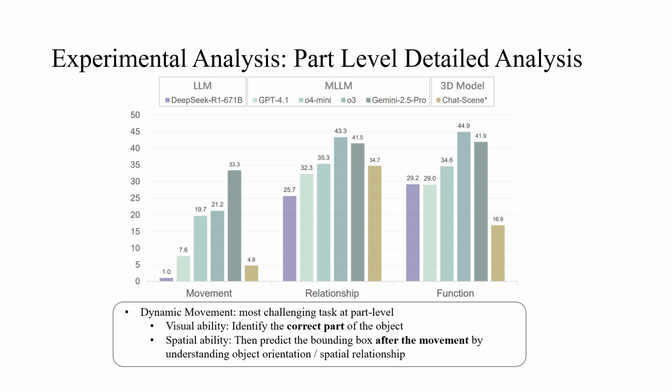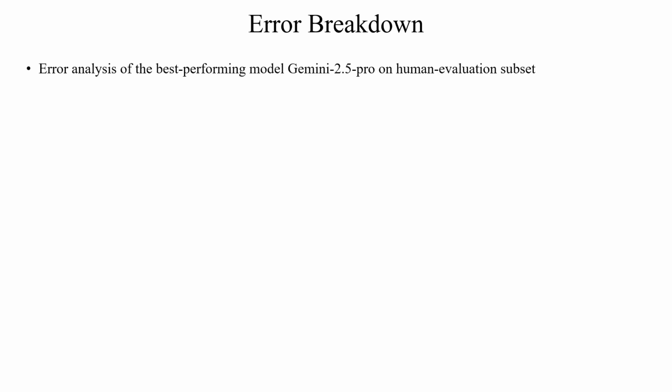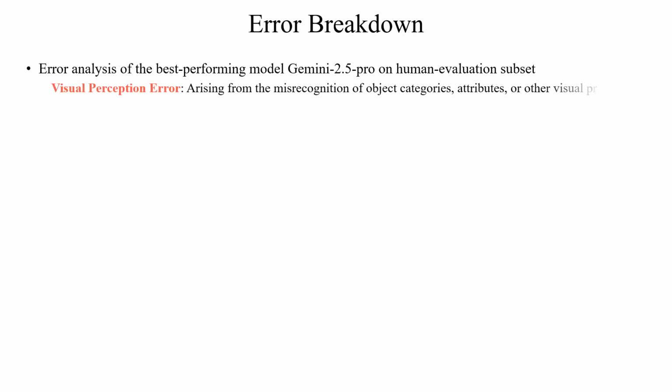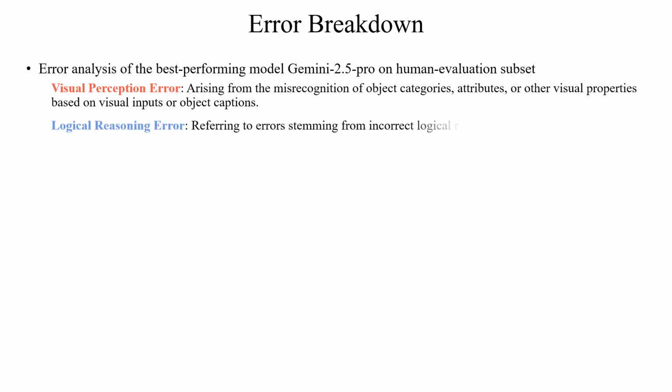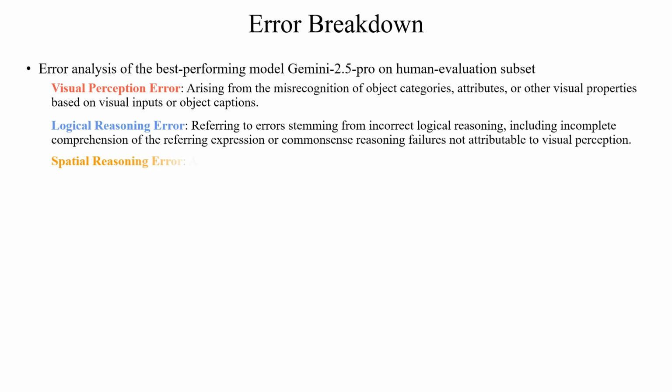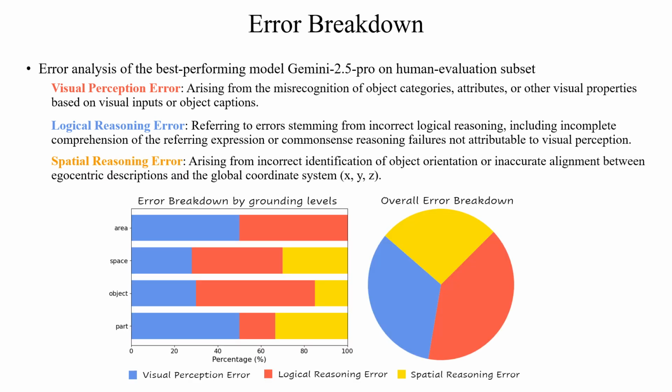To further quantitatively analyze the failure cases of the best-performing model, Gemini 2.5 Pro, we conduct an error analysis on the human evaluation set and categorize the errors into three main types: visual perception errors, logical reasoning errors, and spatial reasoning errors. At the part level, the proportion of perception errors is higher, as this level requires finer-grained visual understanding of object components. In contrast, at the space level, linguistic and spatial reasoning errors are more prevalent due to the increased demand for spatial orientation and logical inference.